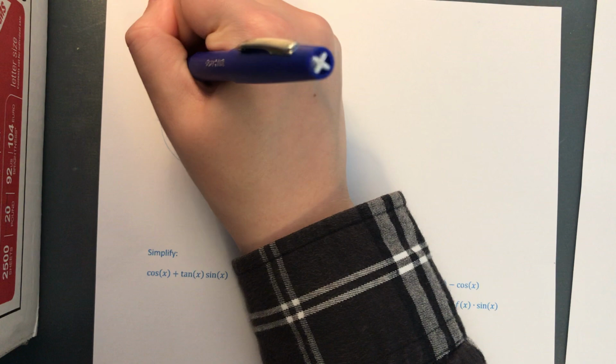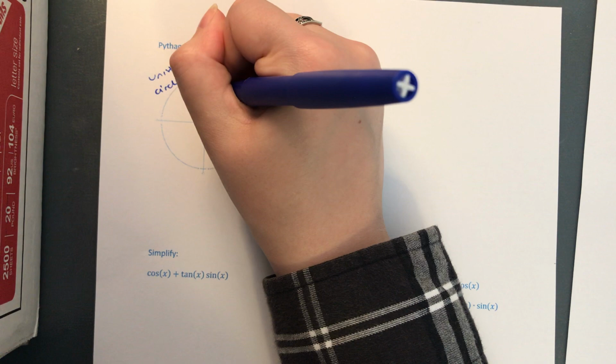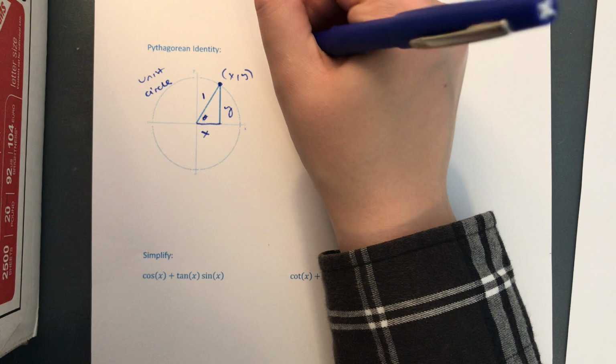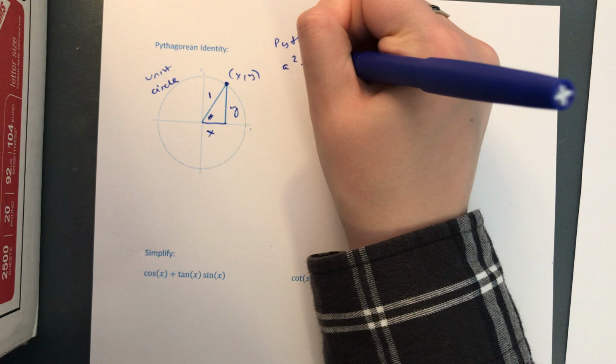And so here's my coordinate. X, Y, this is my X distance, this is my Y distance, and then because it's a unit circle, the hypotenuse is 1. So using the Pythagorean theorem, hopefully you guys know, is A squared plus B squared equals C squared.